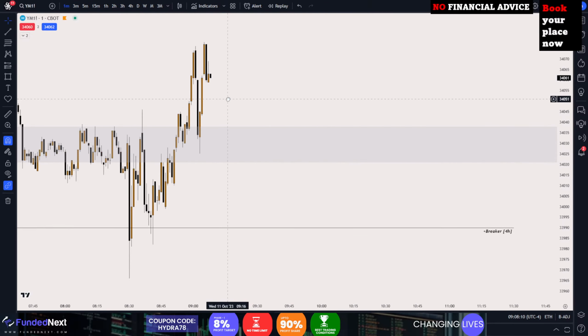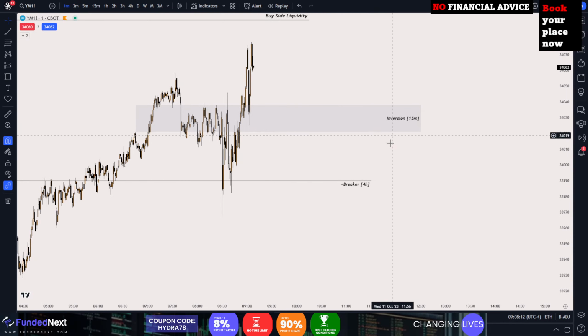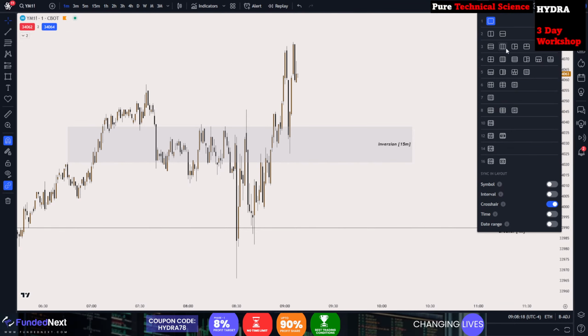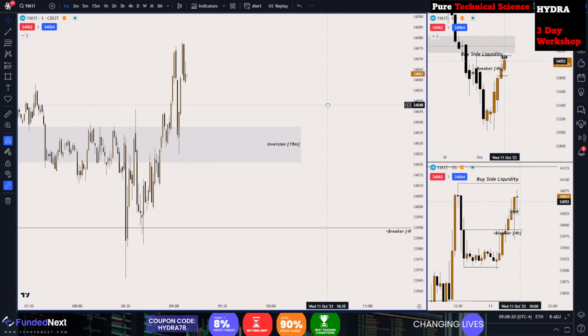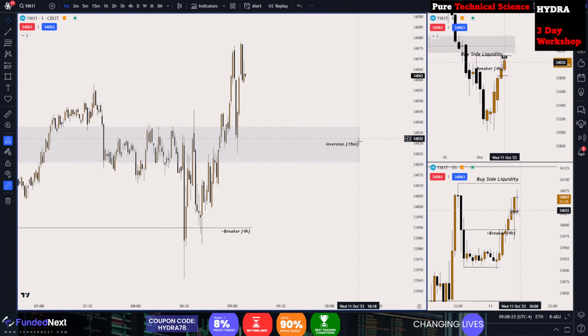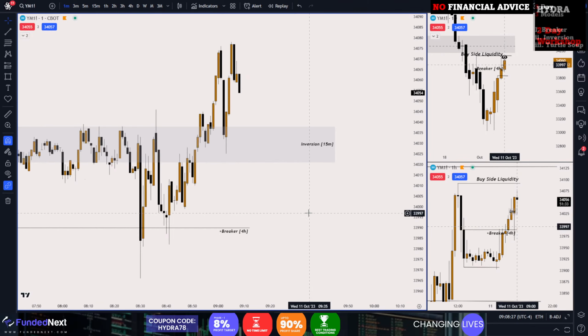Now let's drop down to 1 minute. And let's divide our chart. This is our breaker from the 4-hour chart with the 15-minute inversion.